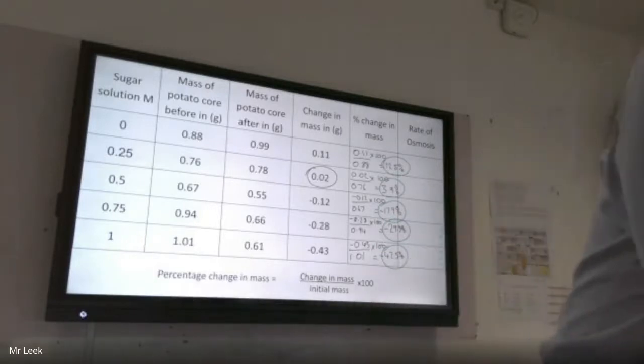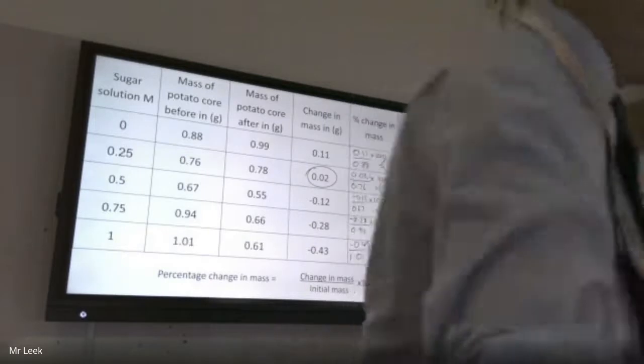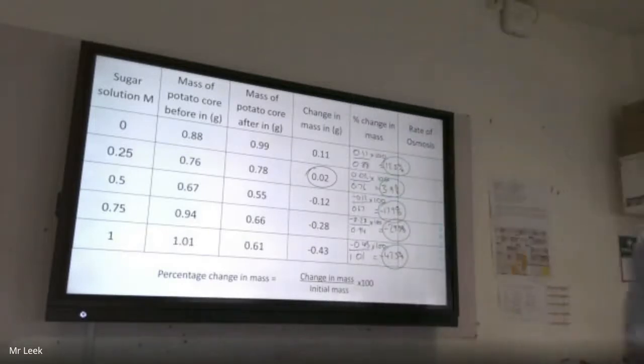Now, just on a piece of paper at the front here, I'm going to quickly write these numbers down for the next slide: 12.5, 3.9, minus 17.9, minus 29.8, and minus 42.5.